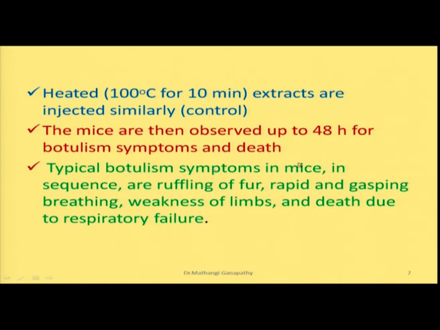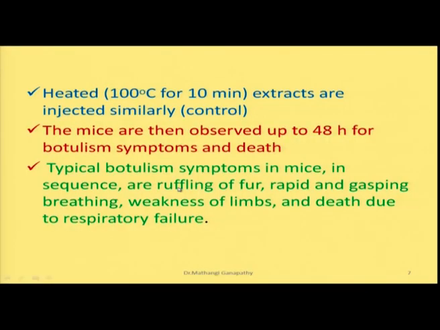Typical botulism symptoms in mice would be ruffling of the fur, rapid and gasping breathing, weakness of the limbs, and death due to respiratory failure. Even if the mouse is not dead, even if it shows symptoms of ruffling or gasping breathing, from which it can recover later on, it is enough to show the presence of botulinum toxin. The food is not safe to be consumed.